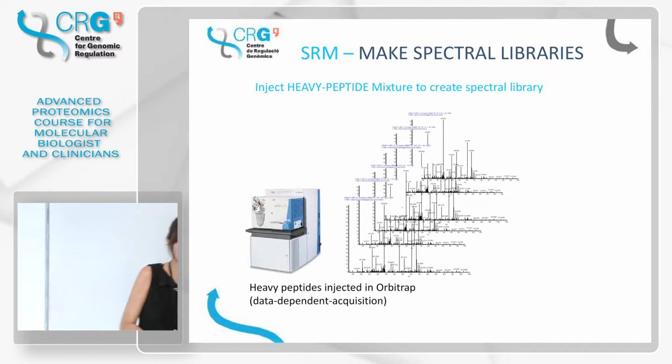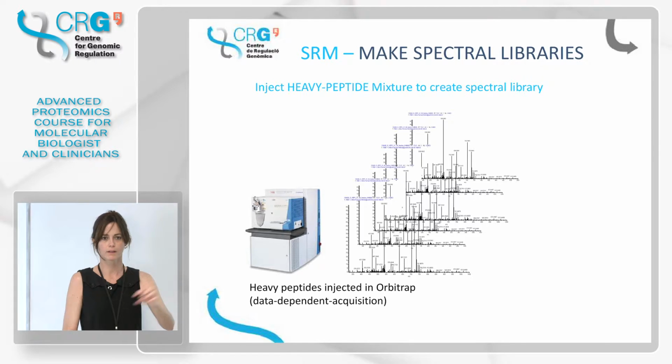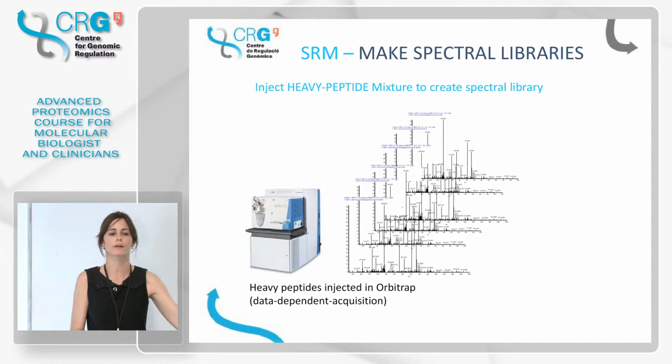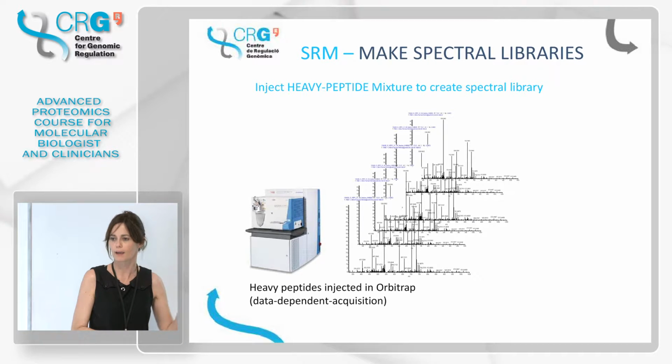We don't need to run 20 times. We mix them all in one vial. We, in this case, inject them in the Orbitrap, and we acquire the MS2 spectra for each one of these peptides. And this is going to be our reference library, what we call the spectral library. It is the compilation of these MS2 spectra.